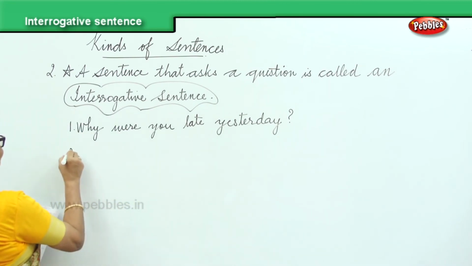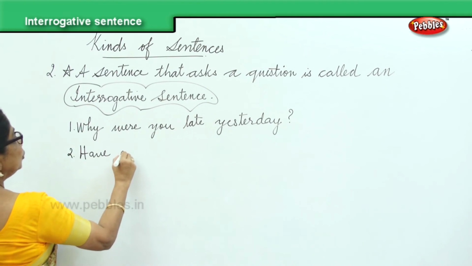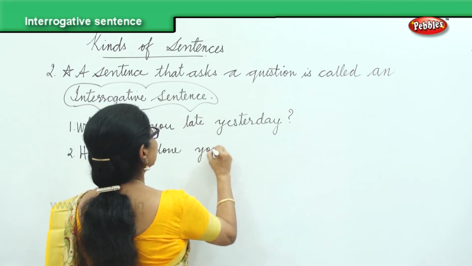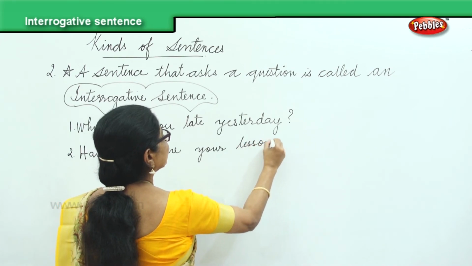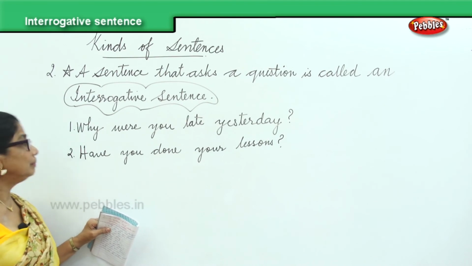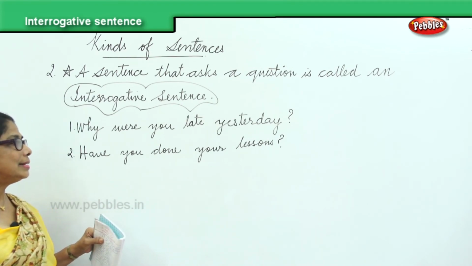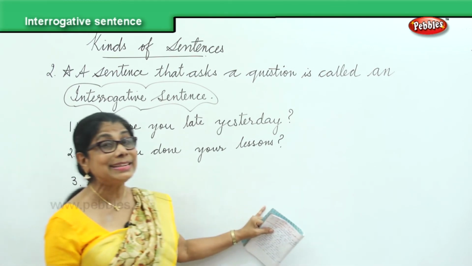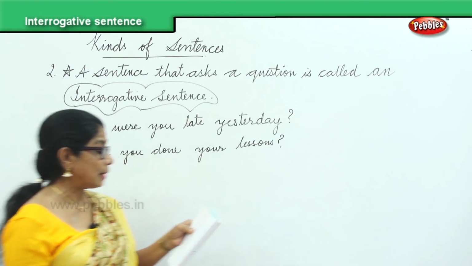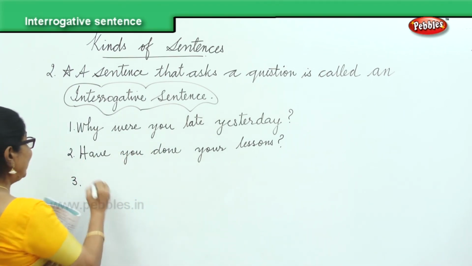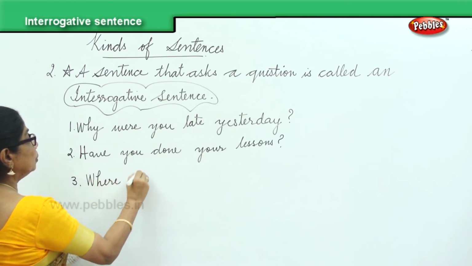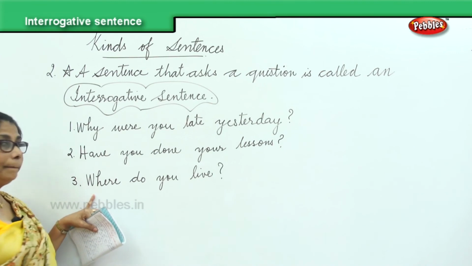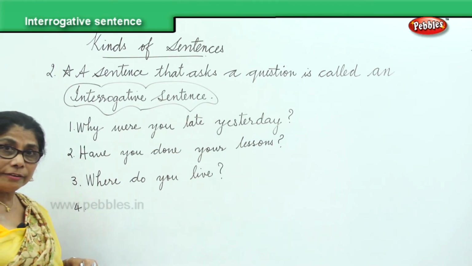Now, next one, have you done your lessons? Question mark. Have you done your lessons? Another one. All these are interrogative sentences. A sentence that asks a question is called an interrogative sentence. Where do you live? Again, ends with a question mark, begins with the capital letter, and that's called an interrogative sentence.